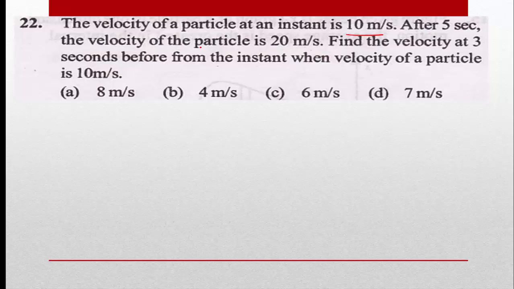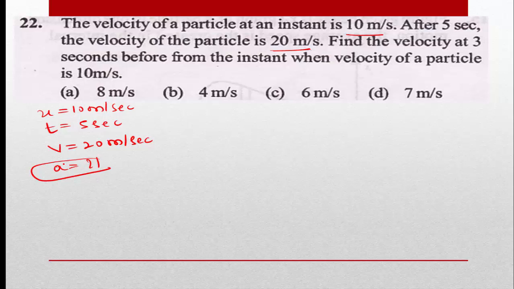After 5 seconds, the velocity of the particle is 20 meter per second. Find the velocity at 3 seconds before the instant when the velocity of the particle is 10 meter per second. Here the given values are u equal to 10 meter per second. After 5 seconds means t is equal to 5 seconds. The velocity of the particle is 20 meter per second, that is the final velocity.